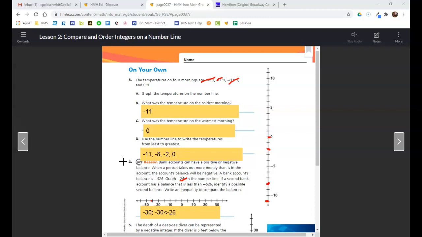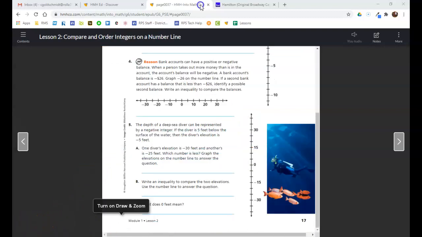And that's all you had to do on that one. Let's look at number 5. The depth of a deep sea diver can be represented by a negative integer. The diver is 5 feet below the surface of the water. Then the diver's elevation is -5. One diver's elevation is -30 feet and another's is -25. Which number is less? We're going to graph them to figure it out.